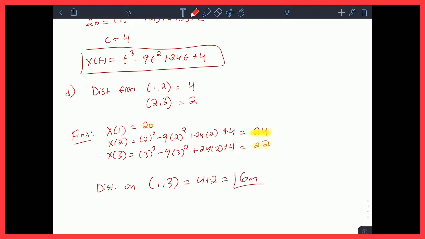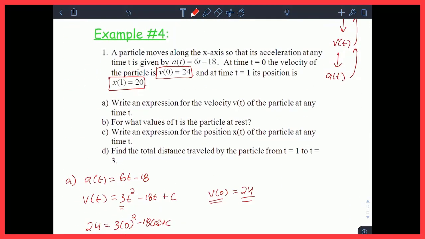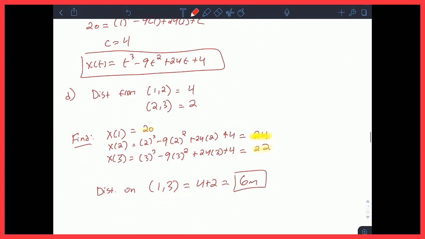I don't know, is it meters? I'll look back up, and no, nothing provided, so we'll just call it meters. So the distance on 1 to 3 is 6 meters. So this is your first introduction to an antiderivative, working backwards.